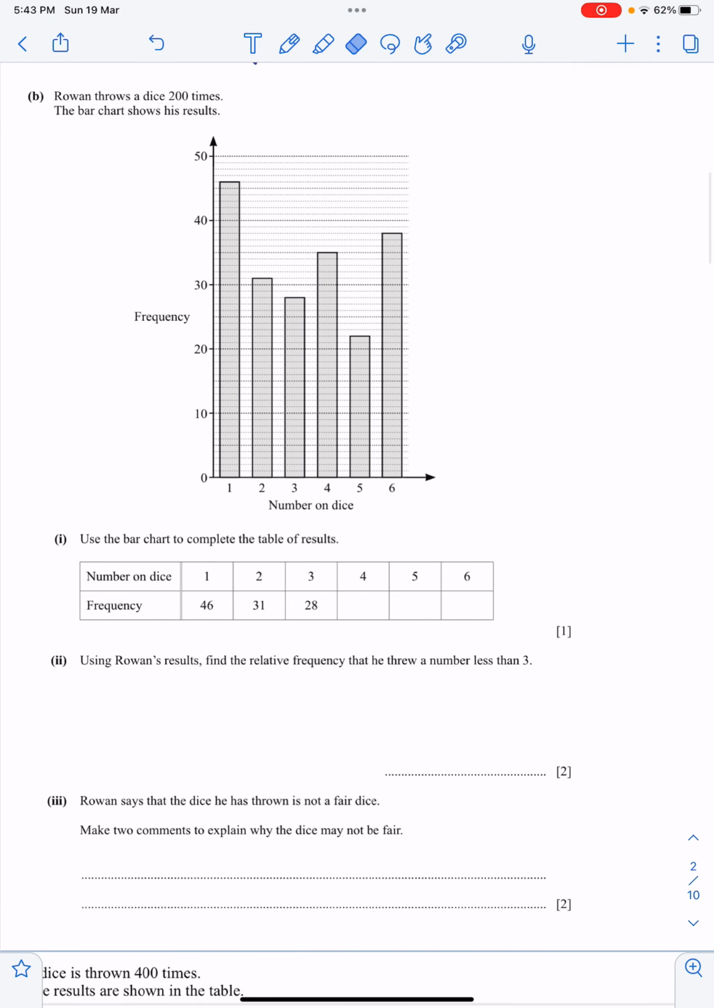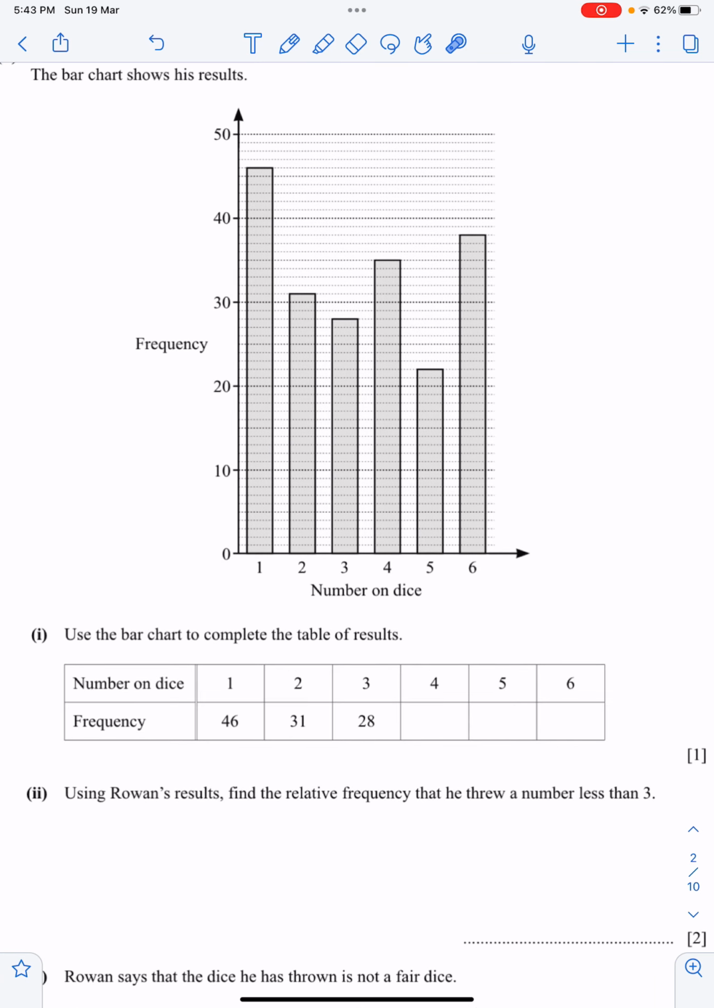It says Rowan throws a dice 200 times. The bar chart shows the results. Use the bar chart to complete the table of results. They've given you the frequency of the first three. We have to read it from the graph here. With 4 it's 35, with 5 it's 22, and with 6 it's 38. So we've completed the frequency table now.